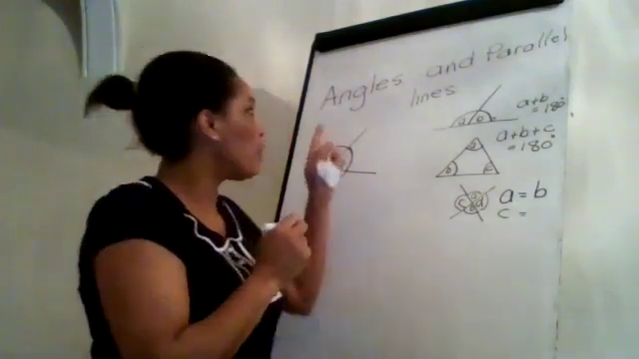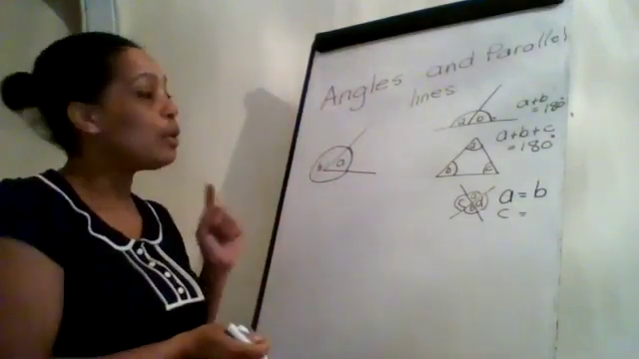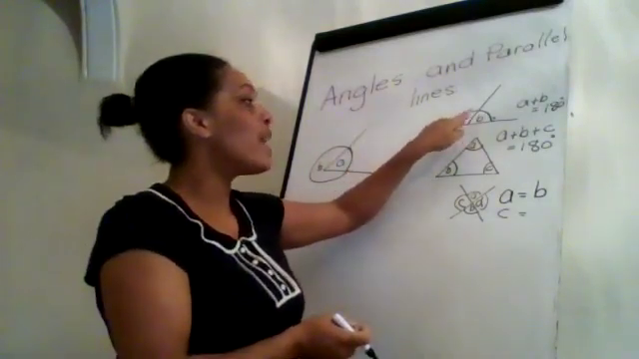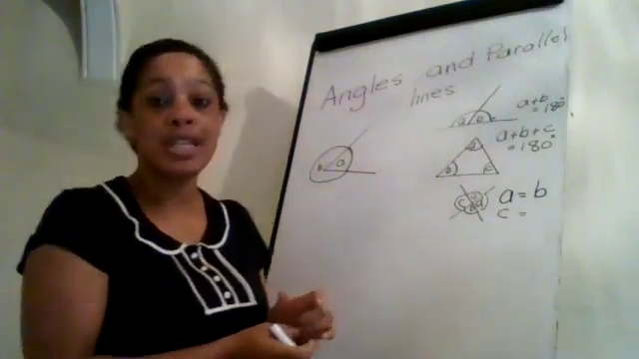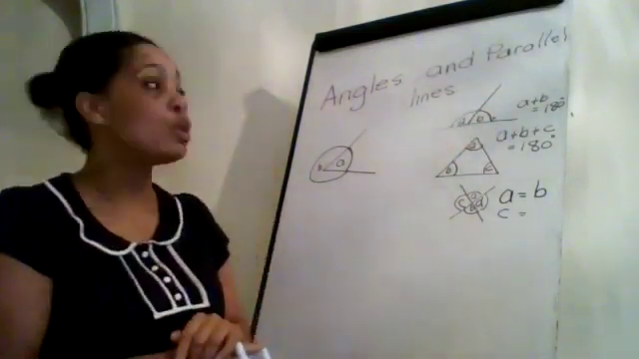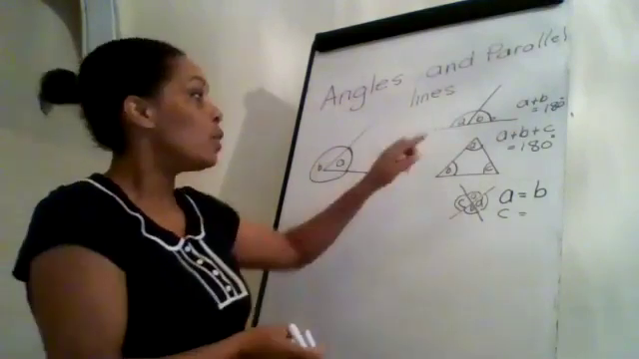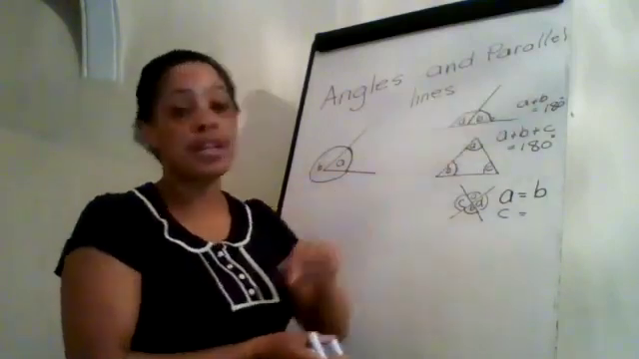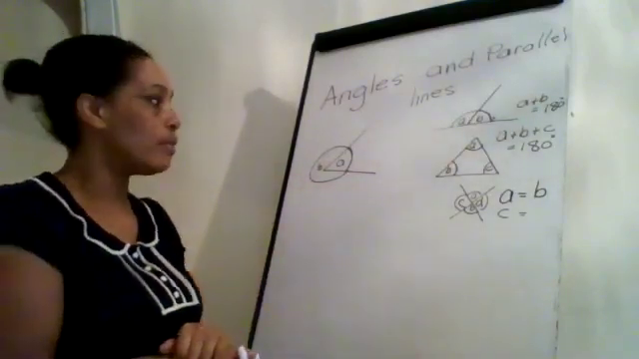So to get into the topic of angles and parallel lines, I would have expected you to know before that angles on a straight line add up to 180 degrees. So if this is angle A and that is angle B, then both of them together will give 180 degrees.